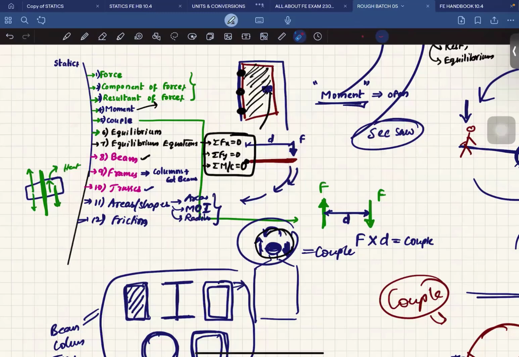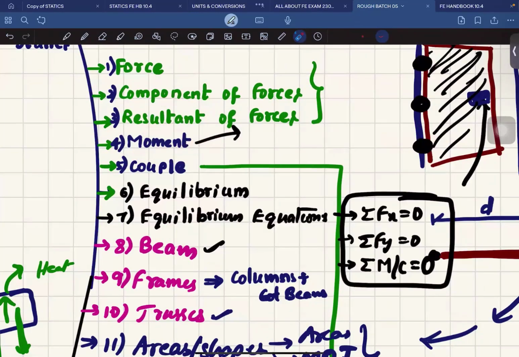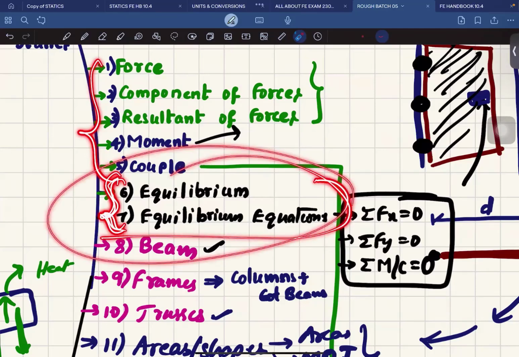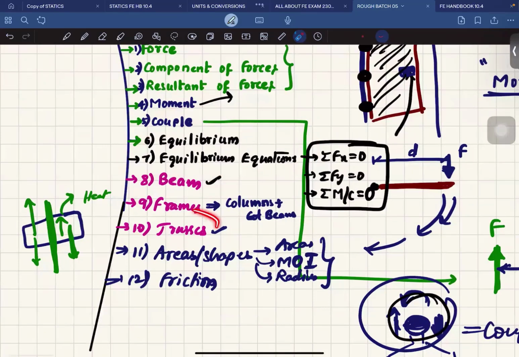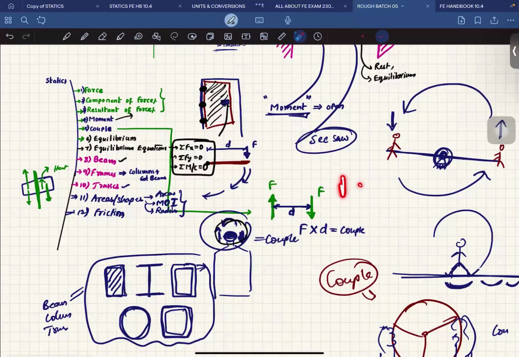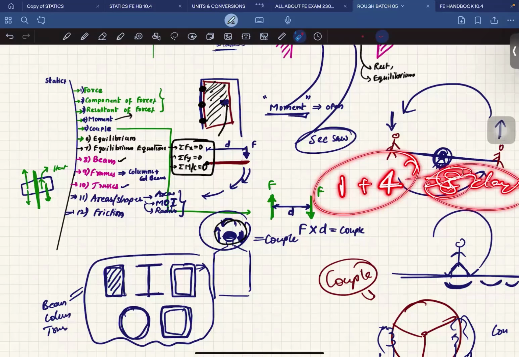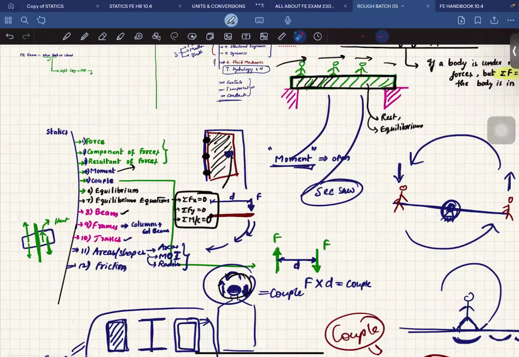From tomorrow's session, we'll study the things in detail. In tomorrow's session, we'll study force and couple. The day after tomorrow, we'll study equilibrium and equilibrium equations and some beams. And then in the third session, we study the trusses. And in the fourth session, we study these four topics. So today is the first session. We are left with four more sessions. With the five days, we will complete this topic. Clear? I'll do my best to make the things clear for you.